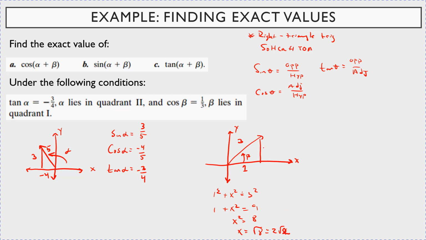Sorry about that. And again, my apologies for that. It's a little bit of a typo there. So sine of beta, cosine of beta, tangent of beta. All right. Sine is opposite over hypotenuse, so that's 2 square roots of 2 over 3. Cosine we know is adjacent over hypotenuse, which is 1/3. And then tangent is opposite over adjacent, which is 2 square roots of 2 over 1.